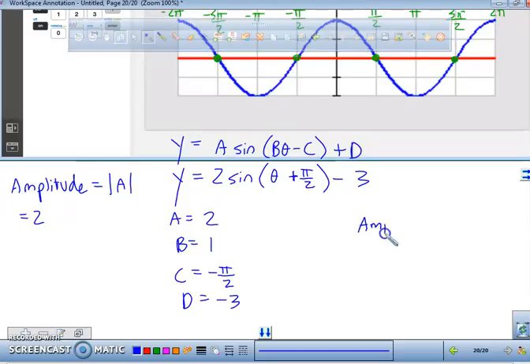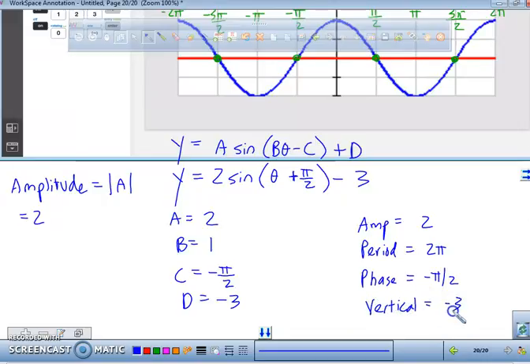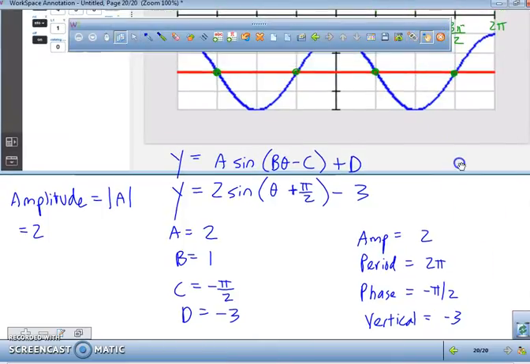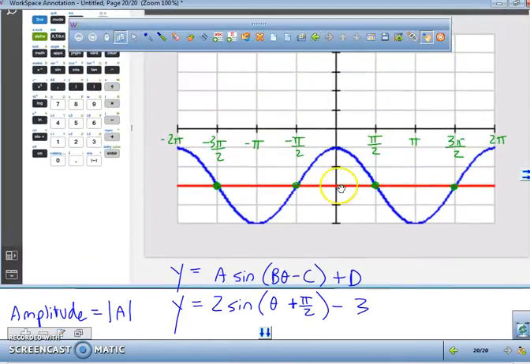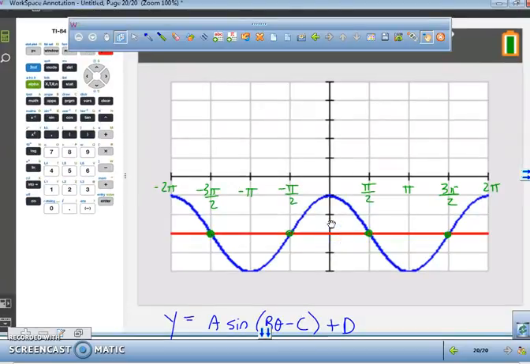Okay, here we go. Our amplitude was 2. Our period was equal to 2 pi. What did we figure our phase shift was equal to? Negative pi over 2. And our vertical shift? Okay, so right now, those are all the answers. I want you guys to take this information right here and let's put it on our graph.